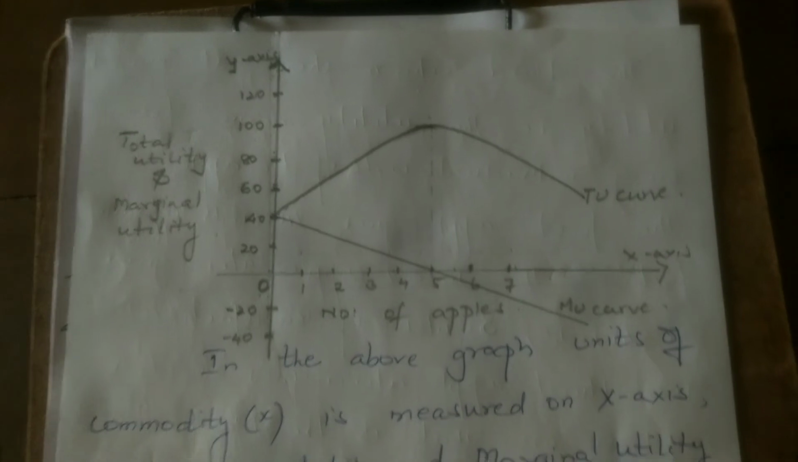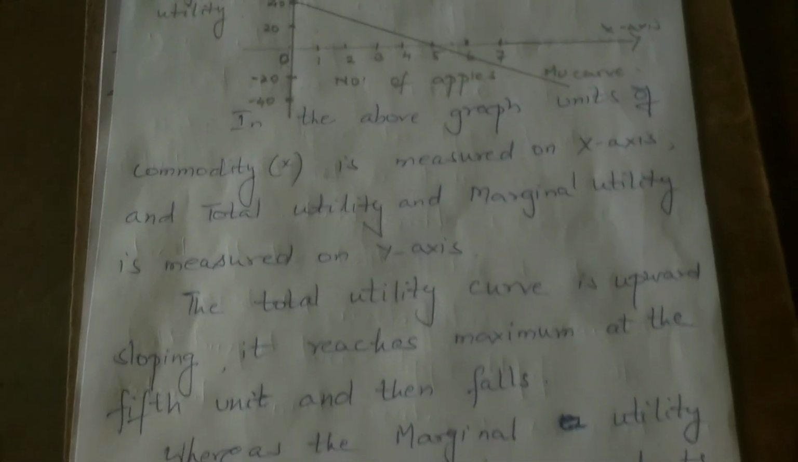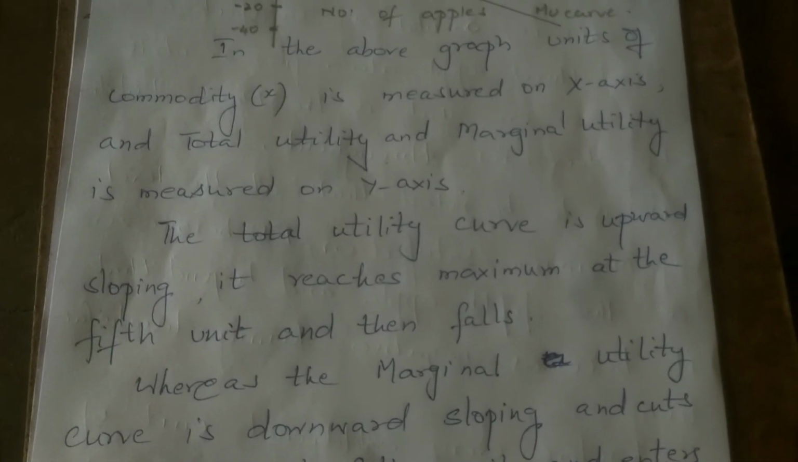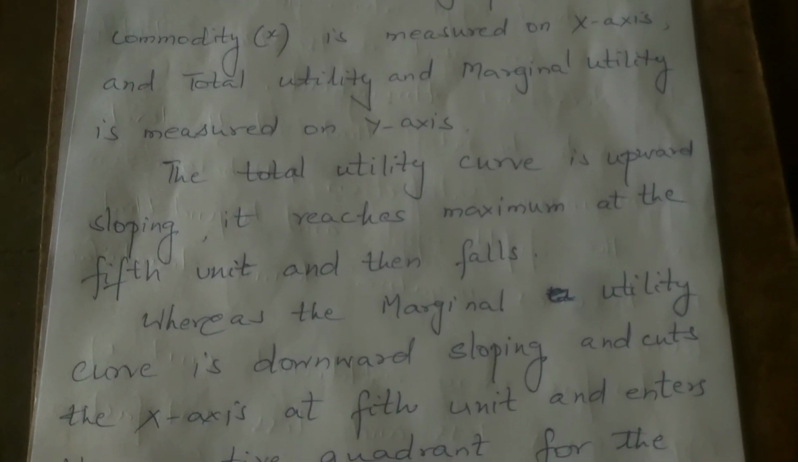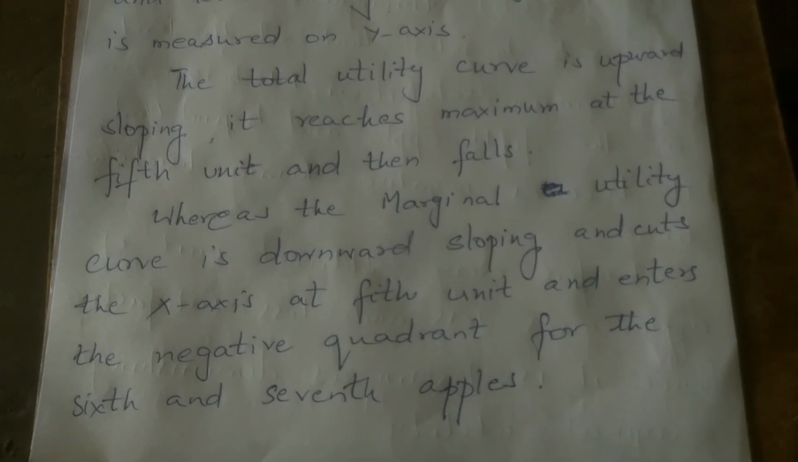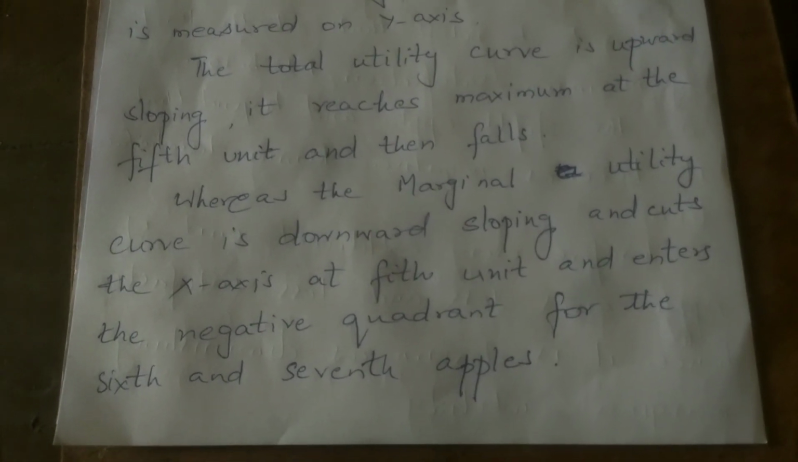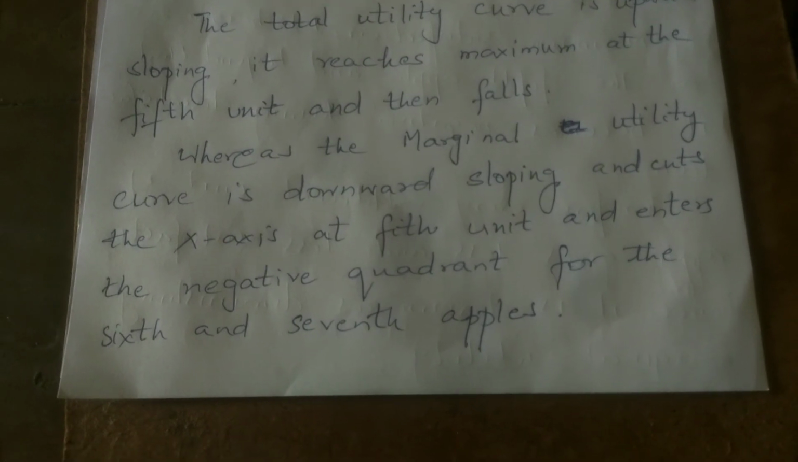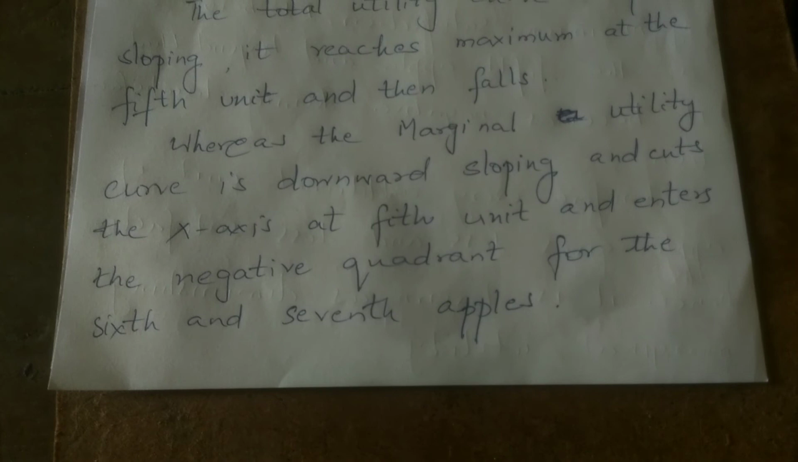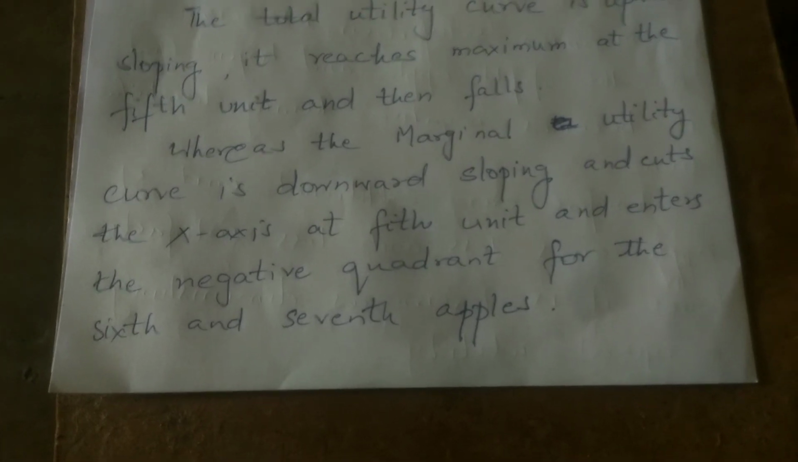Now this is explained as follows. In the above graph, units of commodity X is measured on the x-axis and total utility and marginal utility on the y-axis. TU curve is upward sloping, reaches maximum at fifth unit and then falls, whereas MU curve is downward sloping and cuts the x-axis at fifth unit and enters the negative quadrant for the sixth and seventh apples.